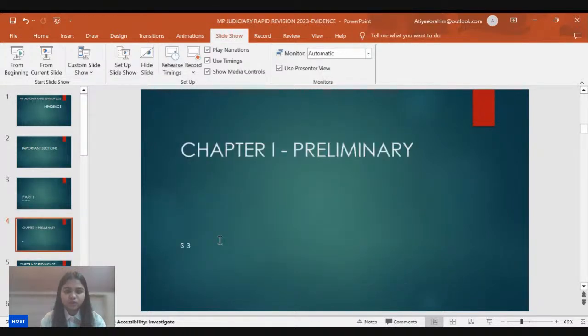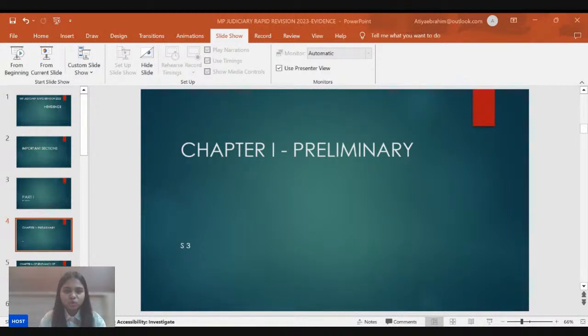If you are doing part 1, chapter 1 and chapter 2, from chapter 1, please do section 3. Section 3 is really important. In the previous years, we have seen a lot of questions coming from section 3, and also the definition part, the court definition is very important. When I move further with the act, I'll tell you all.